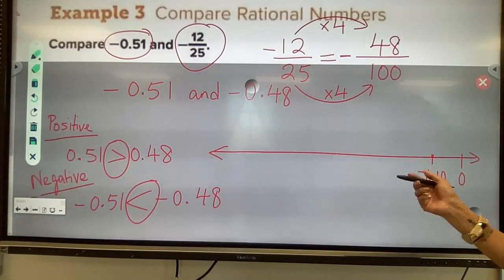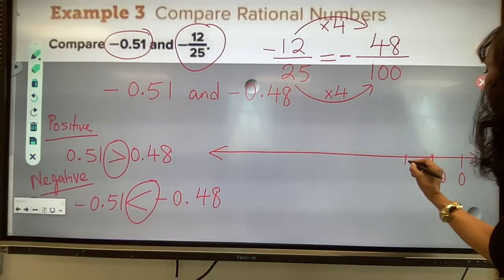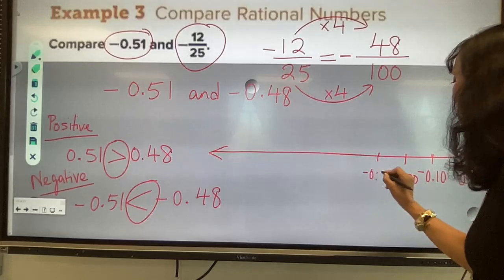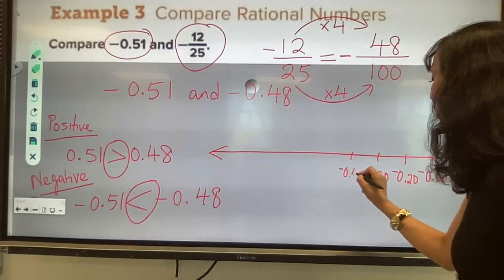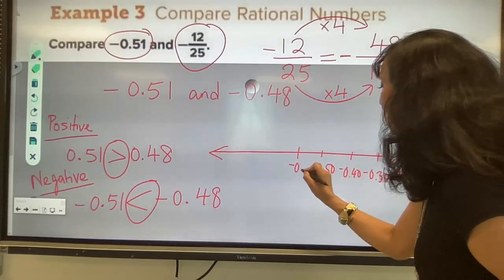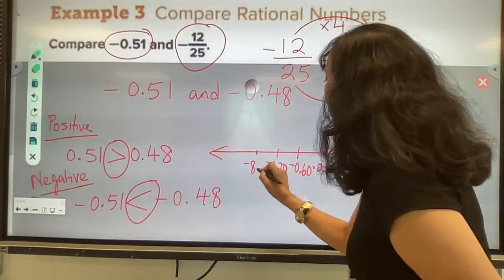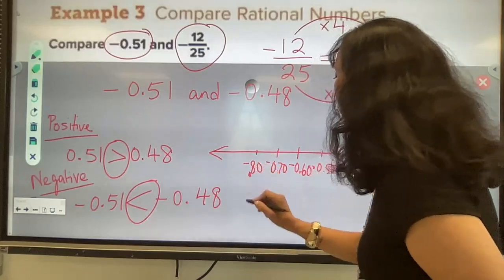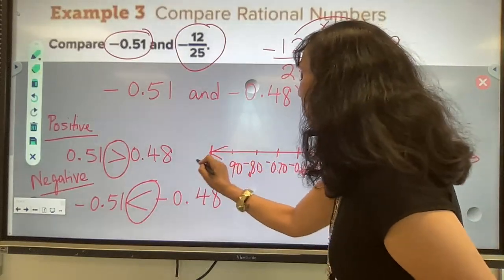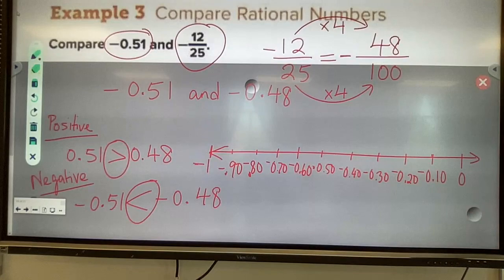Okay, I'm trying to go to the next integer, which is negative 1, but then I'm going to have 10 parts in between. All right, so this is negative 0.2, negative 0.3, negative 0.4, negative 0.5, negative 0.6, negative 0.7, negative 0.8. Okay, and that's the decimal over here. Negative 0.9, and then we have the negative 1.